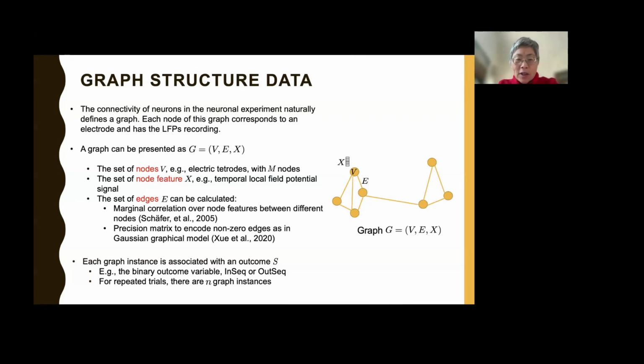The features are temporal local field potential signals that we record using tetrodes to capture neuronal activity. There are many, many features we have recorded. We call this the node feature. And edges you can calculate through marginal correlation or a precision matrix to see if there's a connection between neurons, or between these nodes.